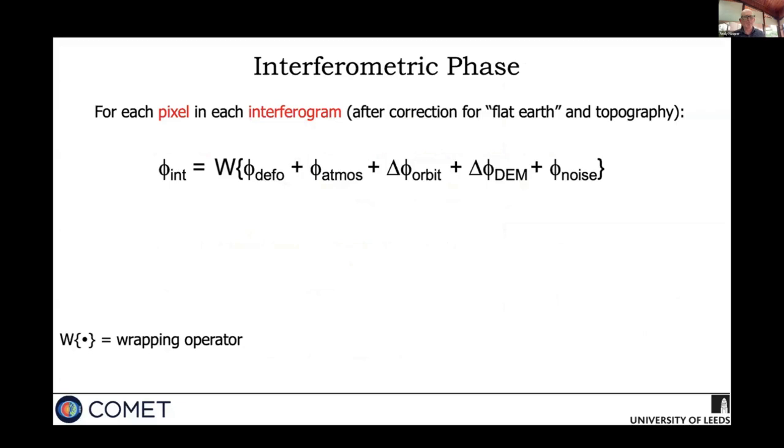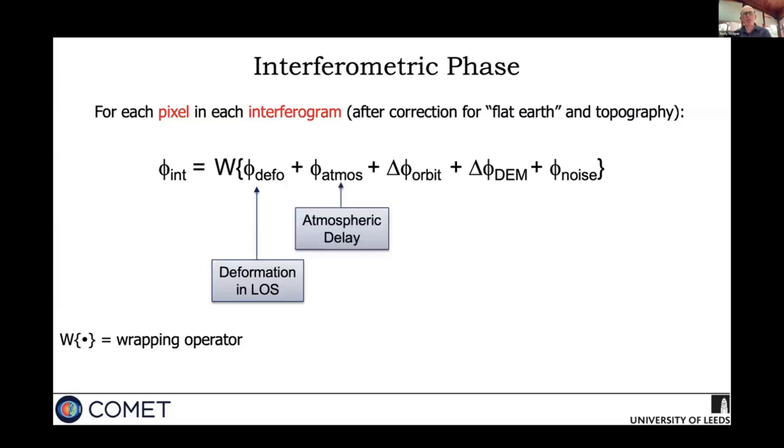Okay, so to understand the next bit, we have to think about what the contributions are to the interferometric phase. And one way of splitting it up is like this. So we have phase due to the deformation. That's really what we're trying to get at. That's what we're interested in. But then we also have contributions from the atmosphere, which you would have heard about already. Something due to orbit errors. So that's just because we don't know exactly what the orbit of the satellites are at any given time, although these days they do tend to be very good.